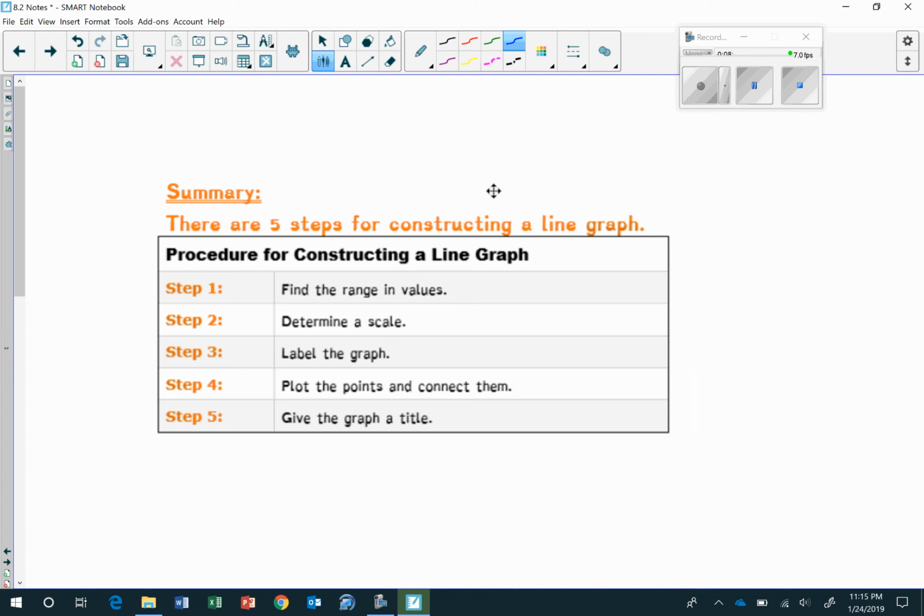So here's your steps for constructing a line graph. Again, if you have any trouble with that, feel free to just ask your teacher. For your homework, you'll answer some questions based on a line graph, and then you'll make your own.